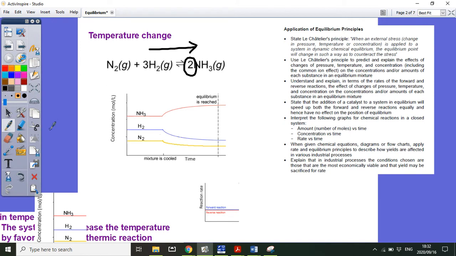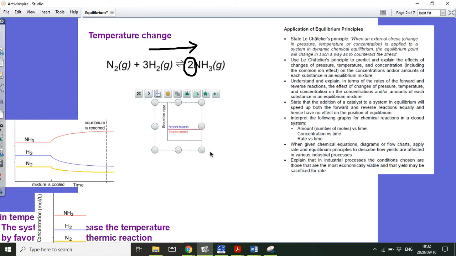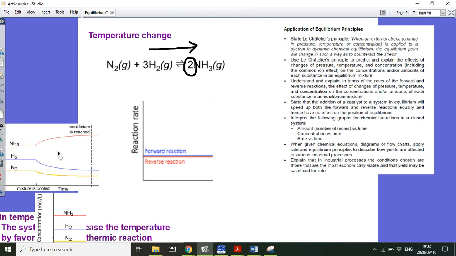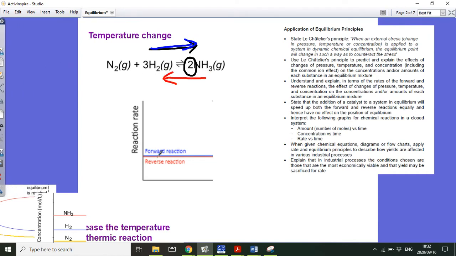Now remember, there are only two rates because there's only one forward and one reverse reaction. So for reaction rate, if we have that little graph there, just throw that one away. For the reaction rate, we have only two reactions, the forward reaction and the reverse reaction. So there's my forward reaction, and then there's my reverse reaction. Now it's already in a happy equilibrium. We're looking at it once it's already reached equilibrium.